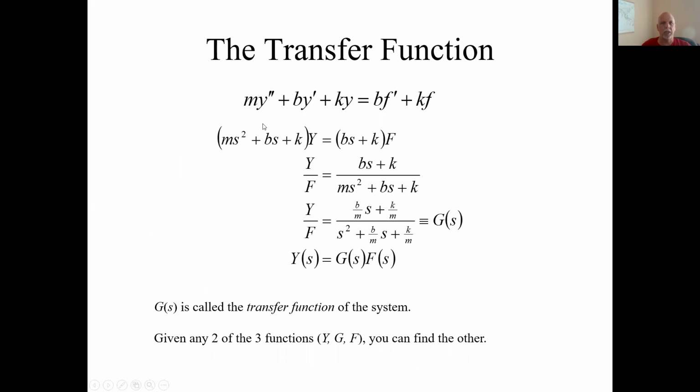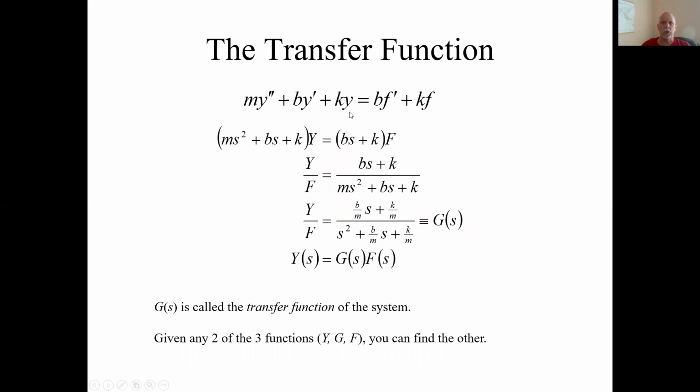So we got all the Y stuff on the left. I've got a big Y here, m times s squared plus b times s plus k. And over here, I'll have b times s plus k. With the Y over the F, I have this thing. If I divide everything through by m, I have this. We call that ratio the transfer function.